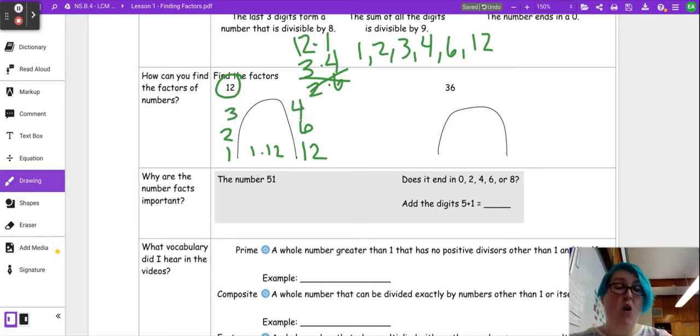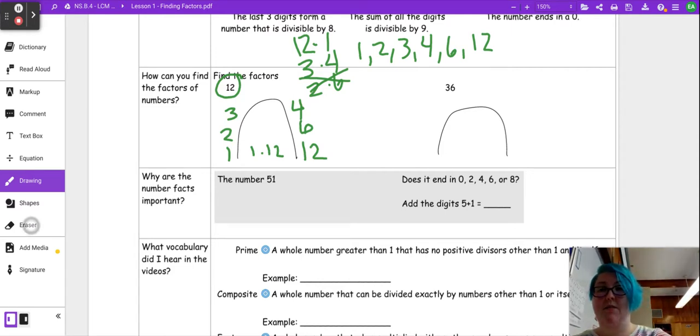Now, there's no whole number between 3 and 4, so we're done. There are no other factors. When we're talking factors, it's only whole numbers. No integers, none of that, just whole numbers. So now we have all of the whole numbers in counting order that you could easily write down.